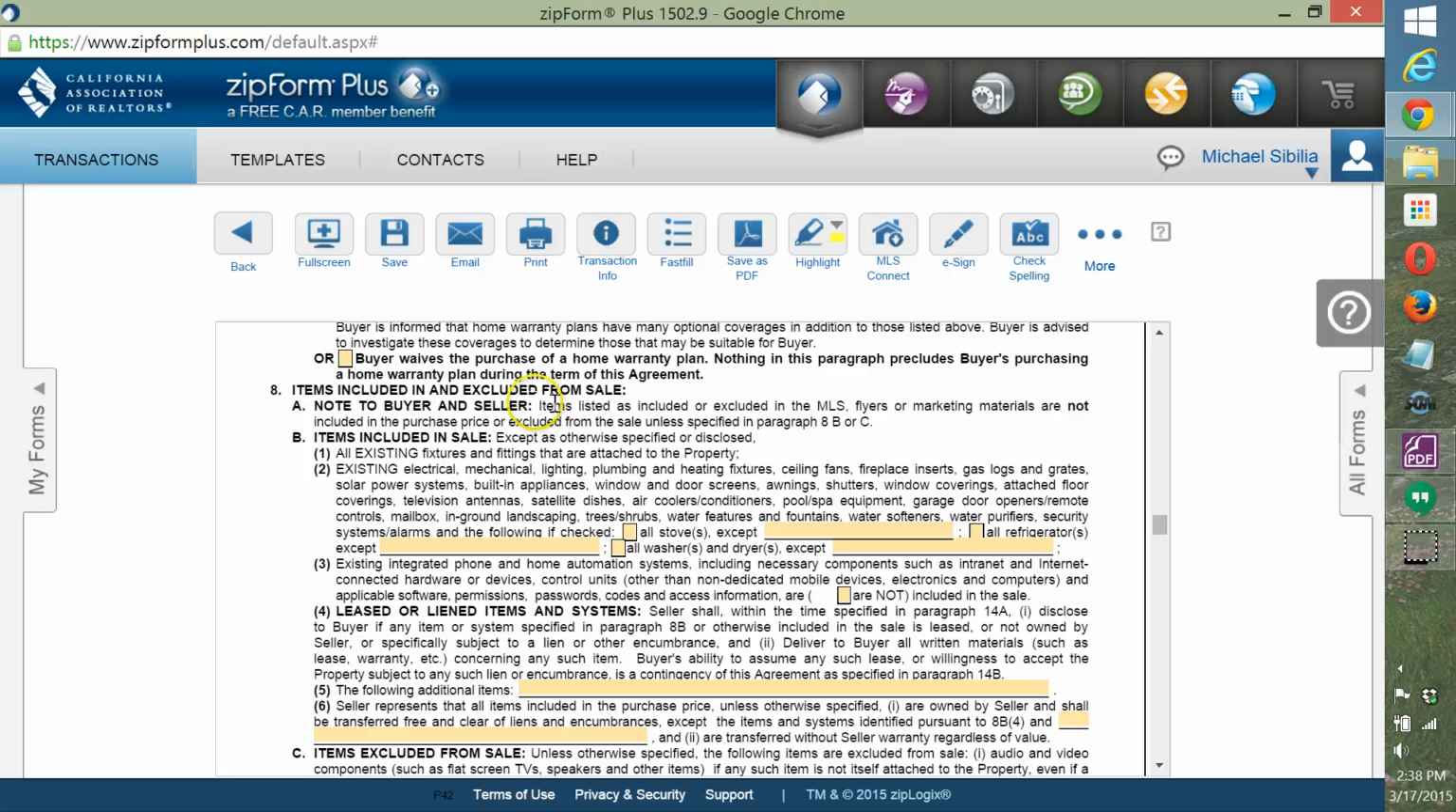Note to buyer and seller items list. All existing fixtures and fittings that are attached to the property, existing electrical, mechanical, lighting, plumbing, heating, ceiling fans, fireplace inserts, gas logs and grates, solar power systems, built-in appliances, window and door screens, awnings, shutters, window coverings, attached floor coverings, television antennas, satellite dishes, air coolers, conditioners, pools, spa equipment, garage door openers and remote controls, mailbox, in-ground landscaping, trees, shrubs, water features and fountains, water softeners, water purifiers, security alarms, and the following if checked. Now, in-ground landscaping.